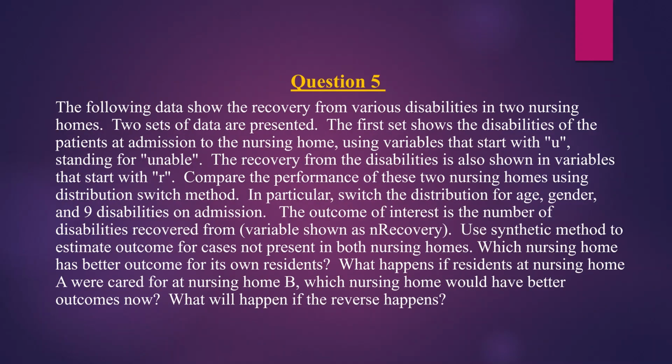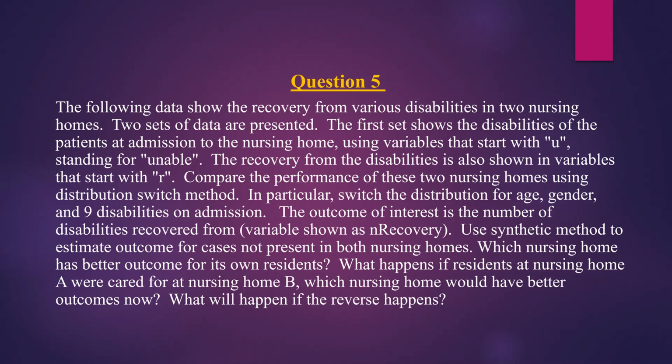So here is our question. The following data show the recovery from various disabilities in 2 nursing homes. 2 sets of data are presented. The first set shows the disability of the patient at admission to the nursing home using variables that start with U standing for unable. The recovery from the disabilities is also shown in variables that start with R. Compare the performance of these 2 nursing homes using the distribution switch method. In particular, switch the distribution for age, gender, and 9 disabilities on admission.